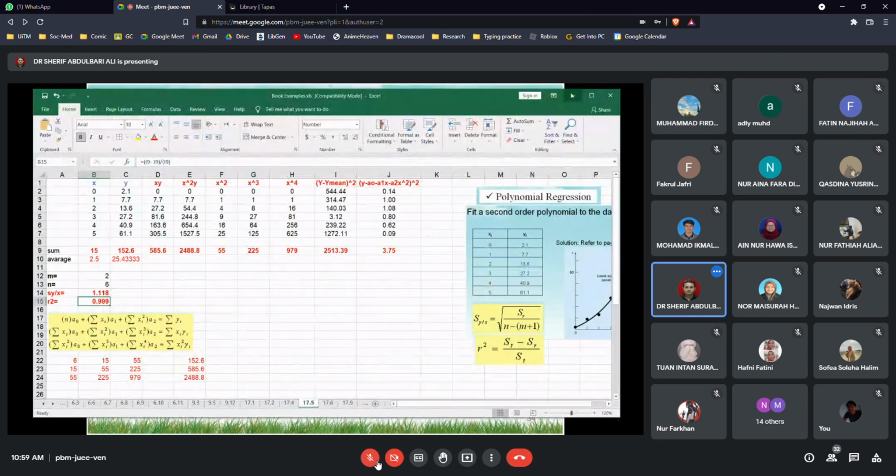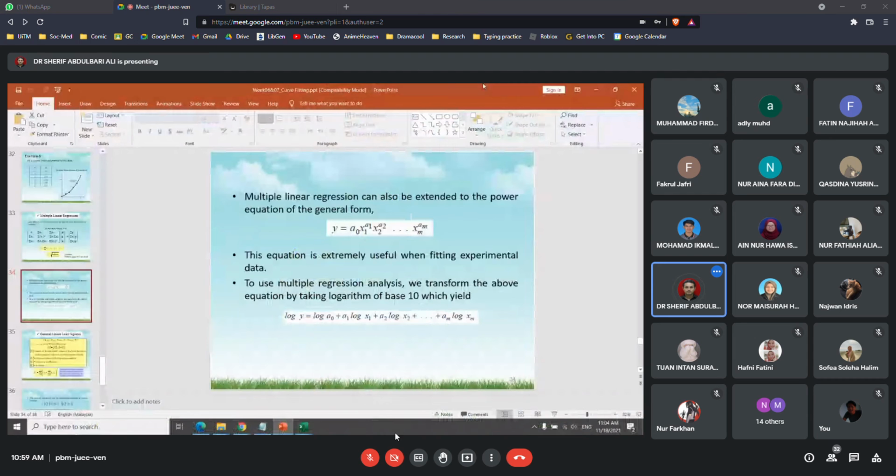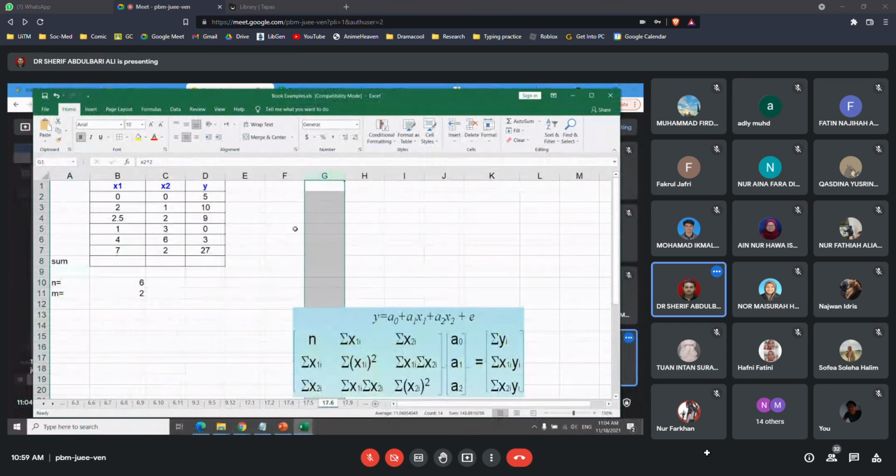So let me open the Excel file here. Okay, you see here that we have our example. We have three columns: x1, x2, and column y. So based on this matrix, we need to get all the values. So n here is 1, 2, 3, 4, 5, 6. So n here is equal to 6. That means I can create my matrix now into this form.